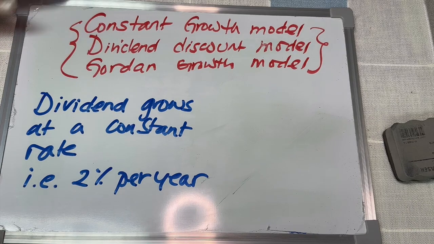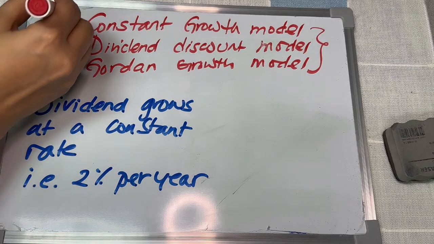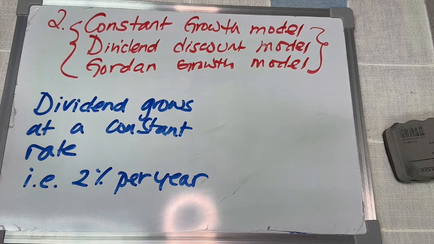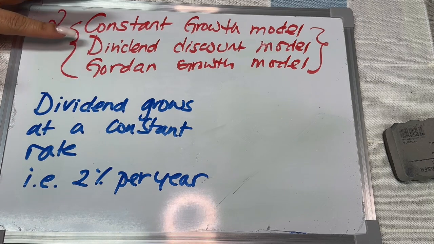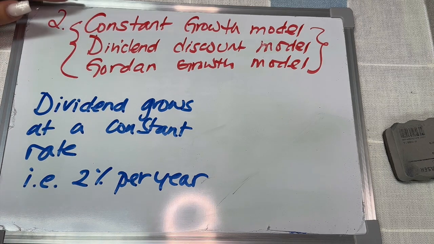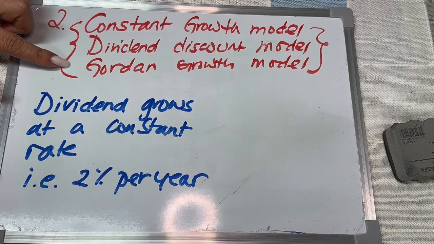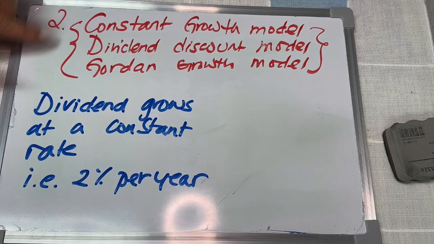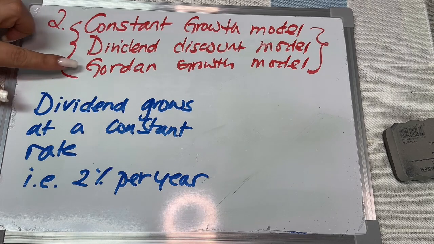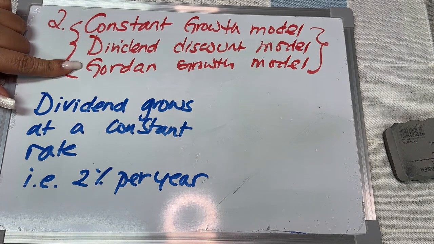So now let's look at number 2, the constant growth model. Okay, the second model we're going to look at. Now, it's got alternative names. You might see it called the constant growth model, or the dividend discount model, or the Gordon growth model. They are all the same. Do not get confused. Gordon is the person that came up with this model, and that's why it's sometimes named after him.